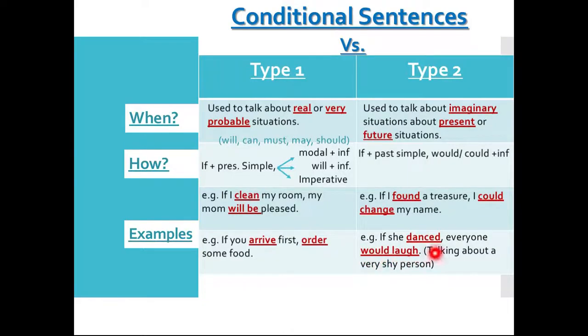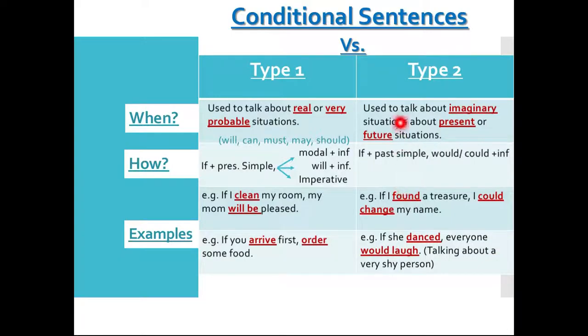But I'll give you another example and I want you to see. If she danced, everyone would laugh. Now, does this sentence seem imaginary? If somebody danced, everyone would laugh. Might be, right? Maybe this girl doesn't know how to dance, and that's why everyone is going to laugh at her, right?